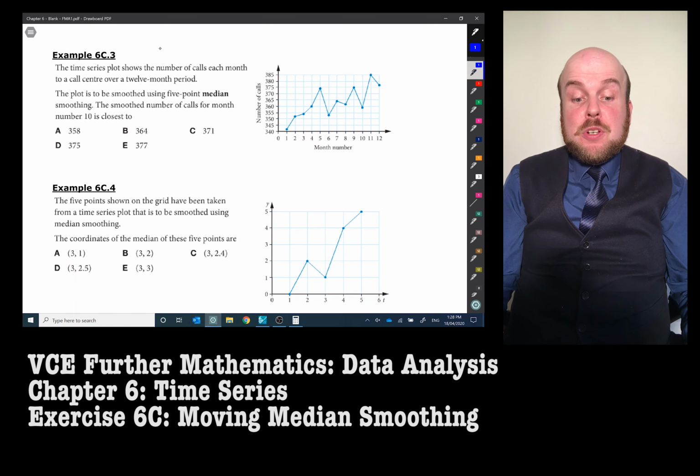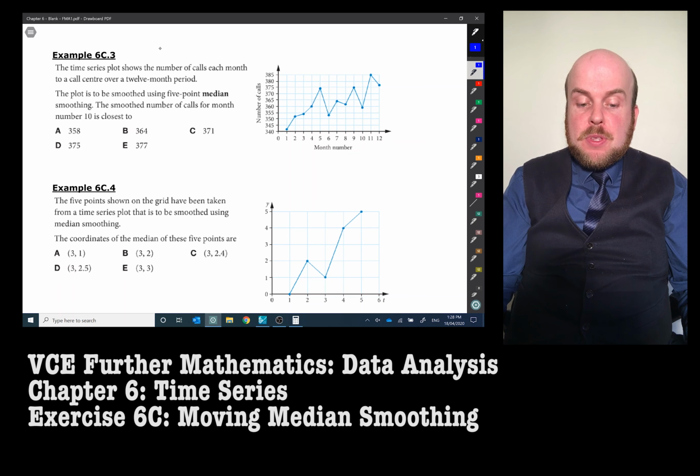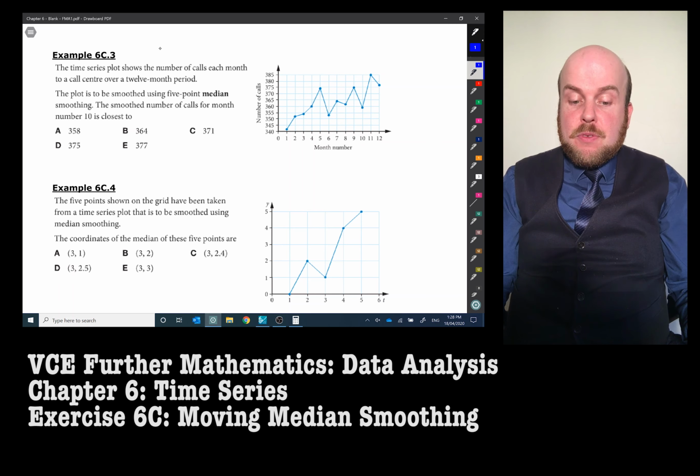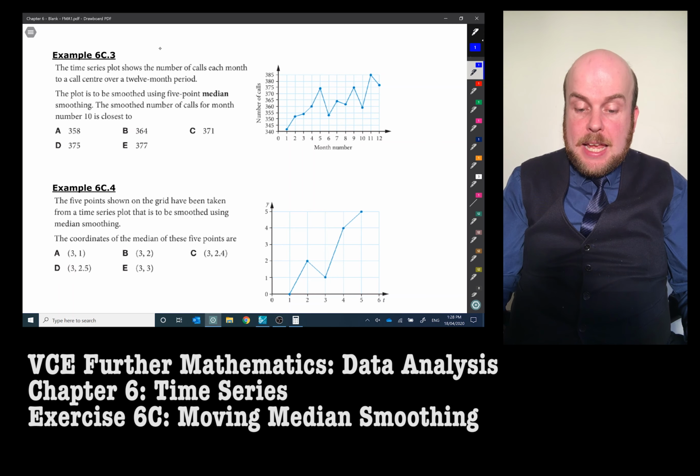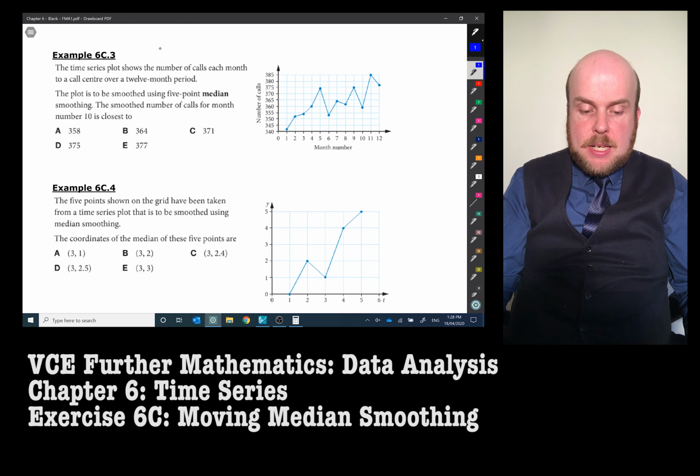The time series plot shows the number of calls each month to a call center over a 12-month period. The plot is to be smoothed using 5-point median smoothing. The smoothed number of calls for month number 10 is closest to.